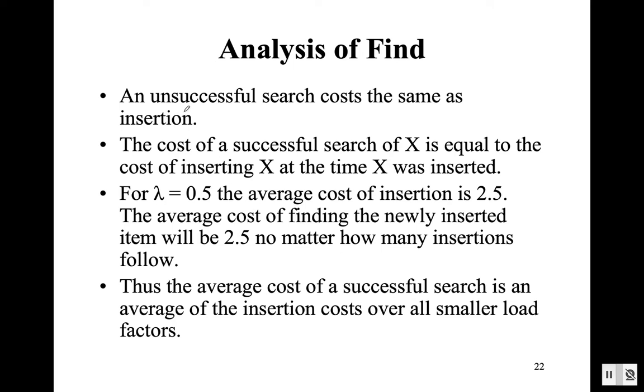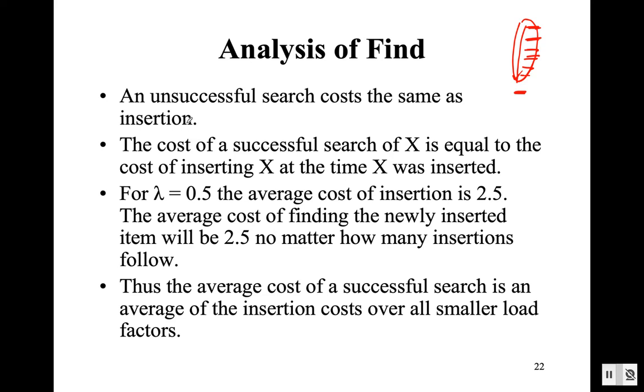So an unsuccessful search is the same as insertion. A successful search means you have to look at every item in the cluster. For insertion also you have to scan every item in the cluster, then you will find an empty cell. And an unsuccessful search is the same: you have to look at every item in the cluster, then when you find an empty cell it means that the item is not in the hash table.